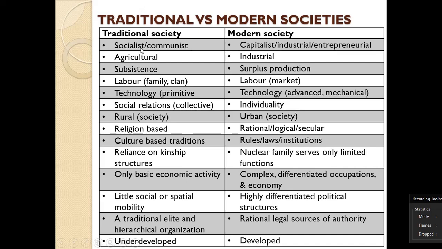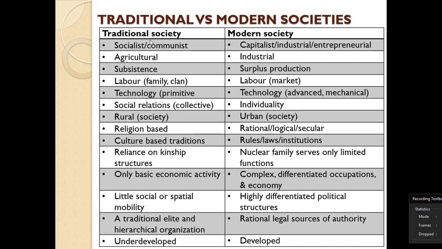And they give characteristics of those traditional societies, and they show how things should change. For instance, the traditional societies are more agricultural, and therefore they need to shift to industrial economies. They are more reliant on primitive technology rather than advanced or mechanical.